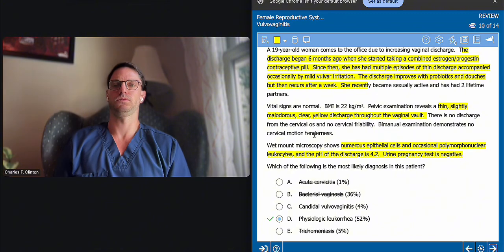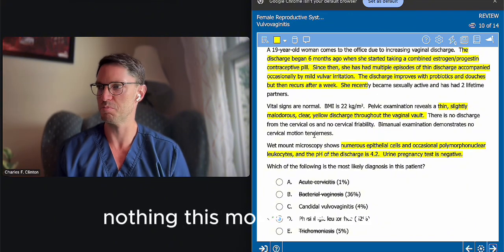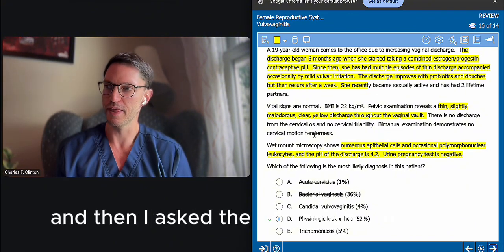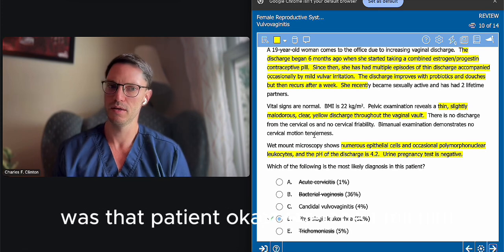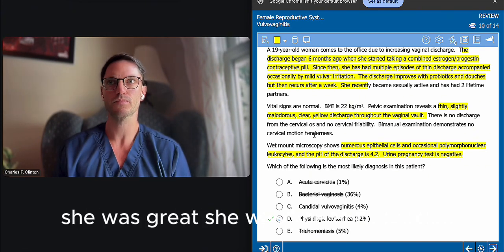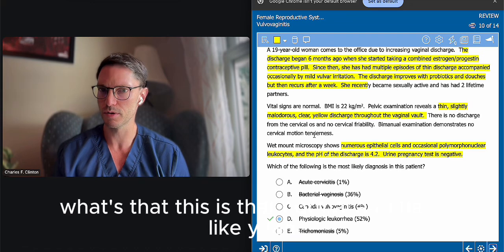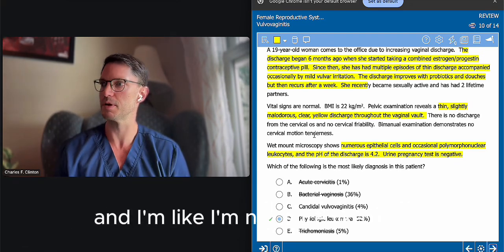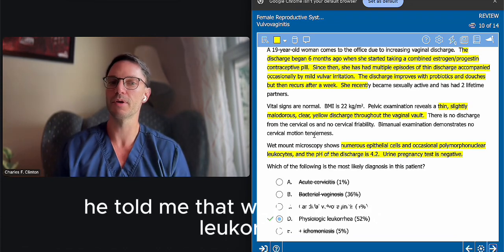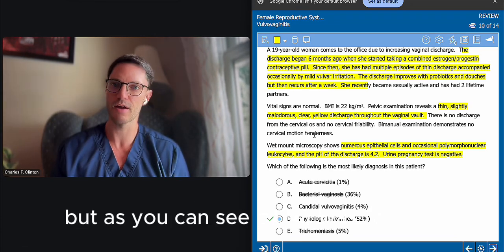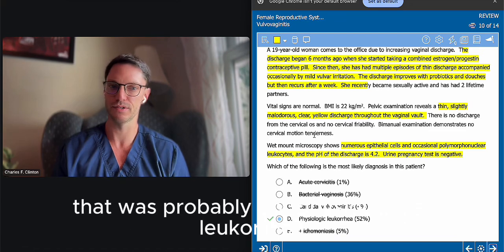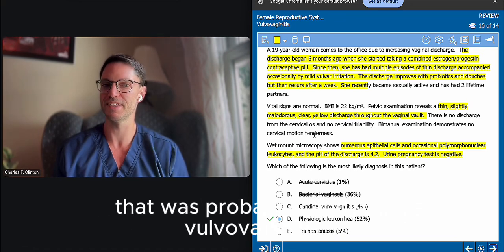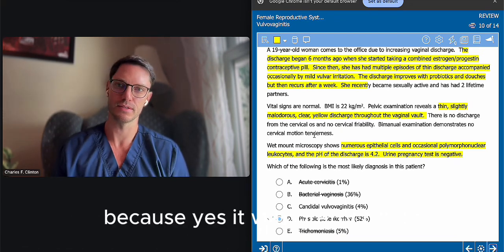Nothing of this usually moves me, but I smelled it and I was like, wow. When he finished, I asked the doctor, was that patient okay? He said, yeah, she was fine. I asked, is that normal? And he said, yeah, physiologic leukorrhea. I asked, are you sure? He said yeah. But as you can see, if that was the test, that was probably not physiologic leukorrhea. That was probably candidal vulvovaginitis or something else going on, because the smell was pretty bad.